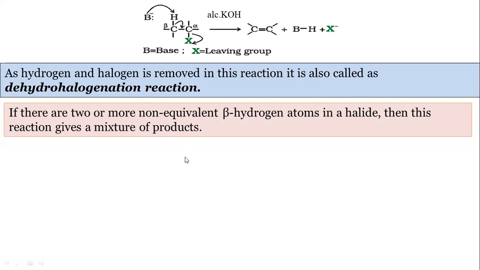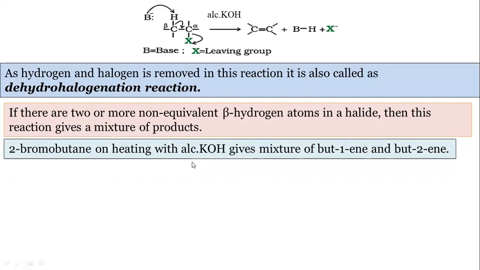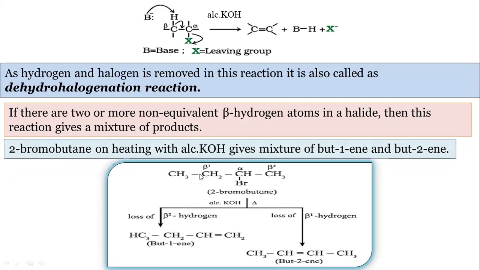Now the main thing: if there are two beta carbons with hydrogens, what will happen? See the example here, 2-bromobutane. This is carbon number 1, 2, 3, 4. On the second carbon, bromine is there. Since the bromine is attached to this carbon, it becomes alpha, and nearer to this carbon, this is beta 1 and this is beta 2. There are two beta carbons, with two beta hydrogens and three beta hydrogens. Now what will happen?